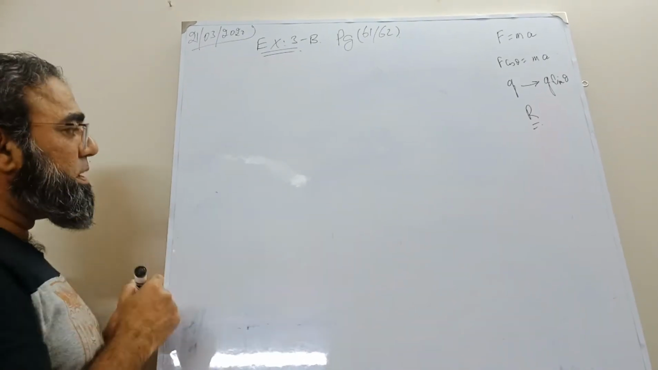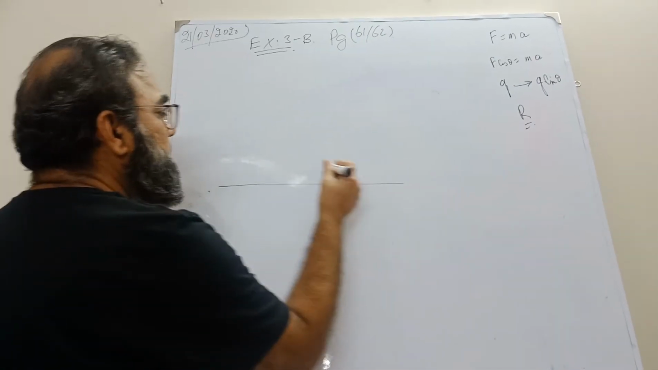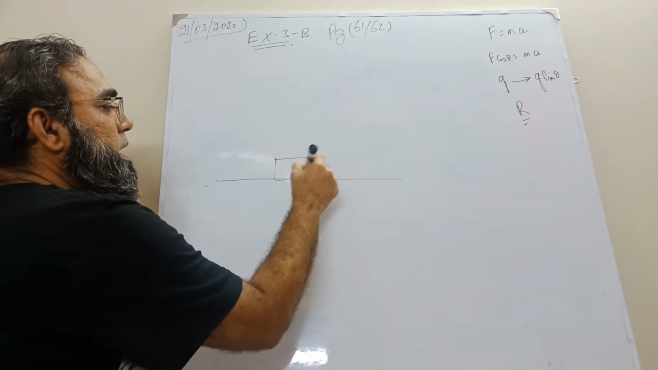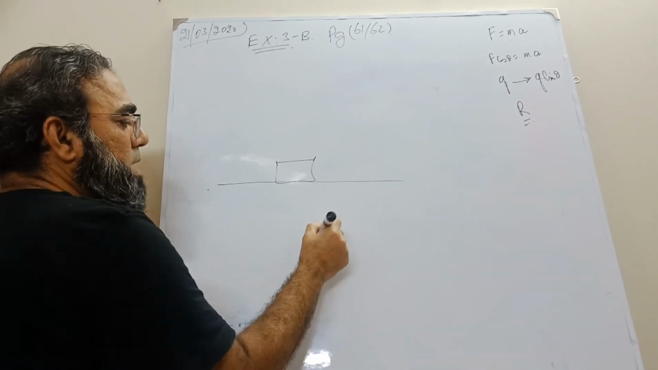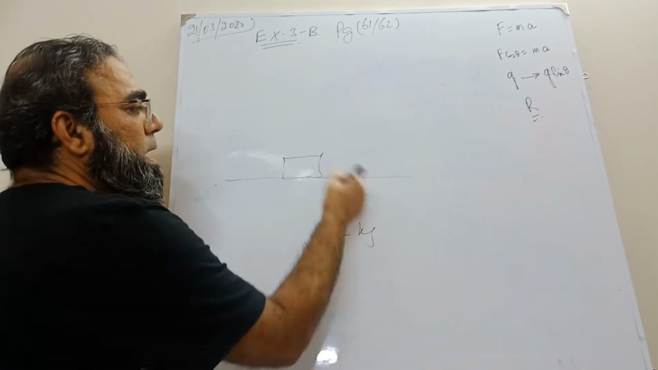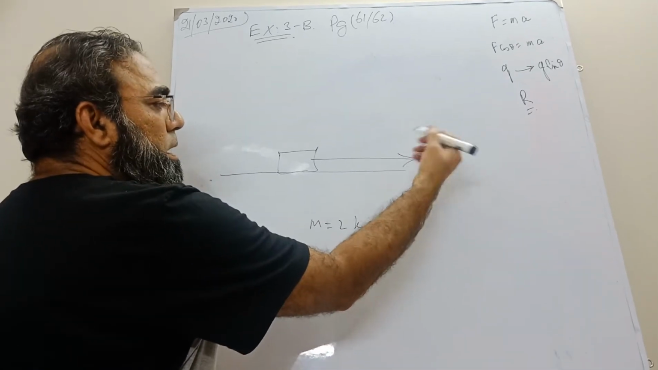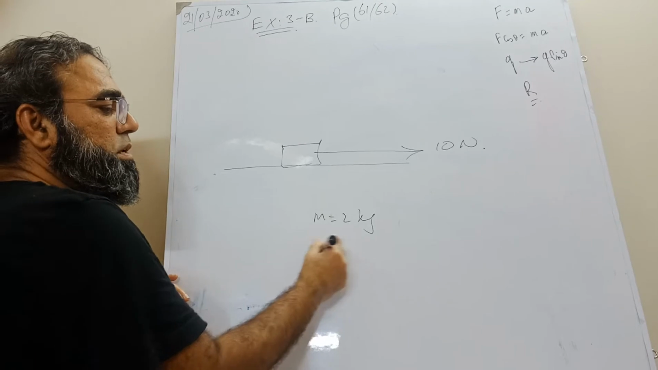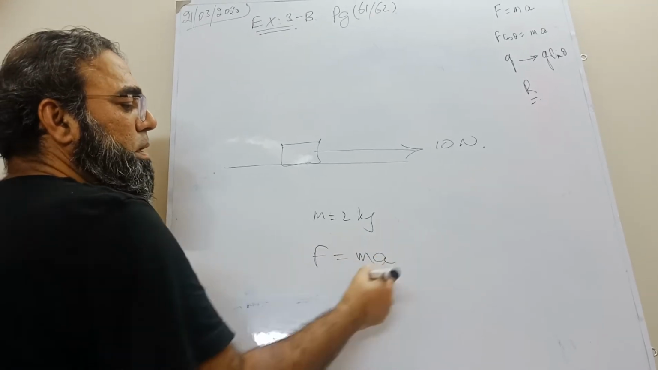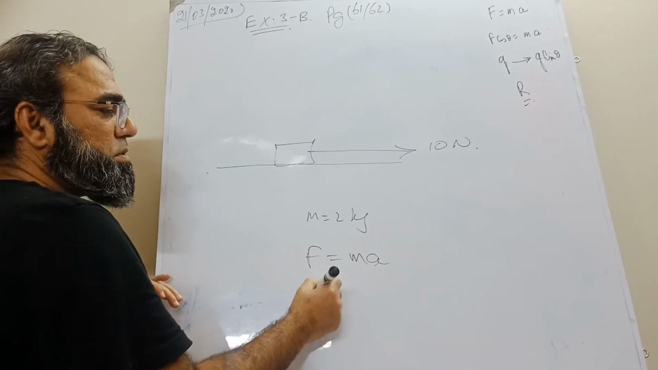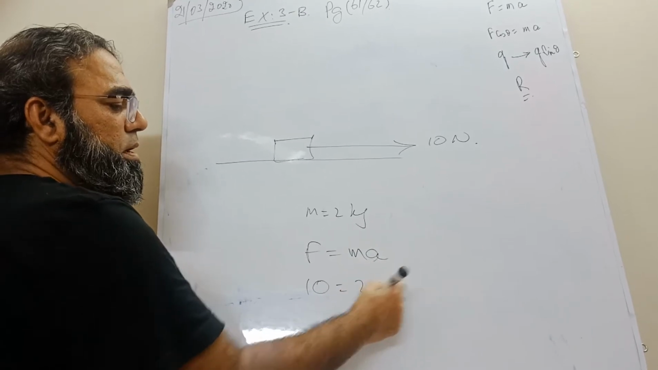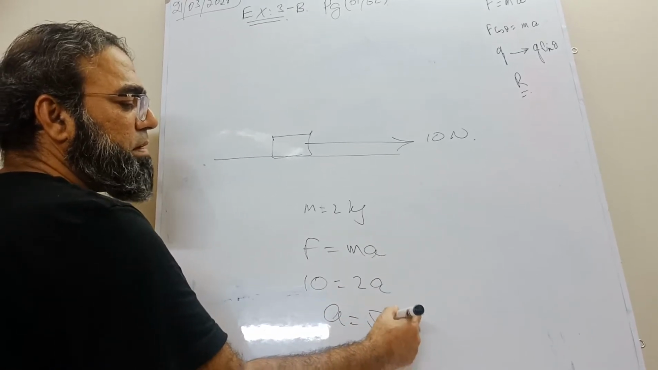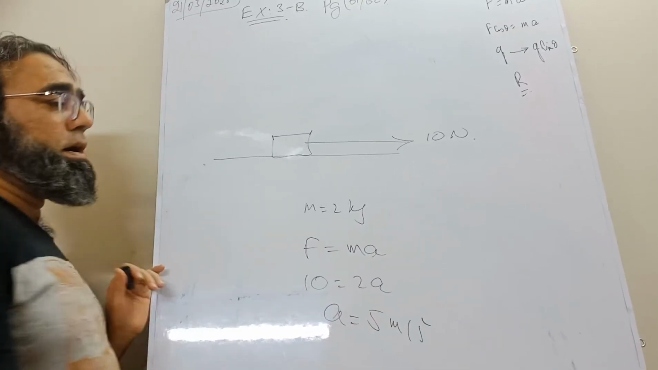Now the first thing is to recall that if there is an object, let's say its mass is 2 kilograms and it is being pulled by a force of 10 newtons, then using F equal to ma, we can find the acceleration. This is 10 equal to 2a, so the acceleration is 5 meters per second squared.